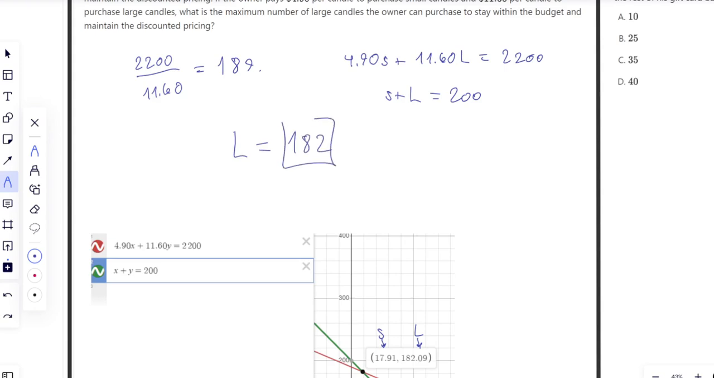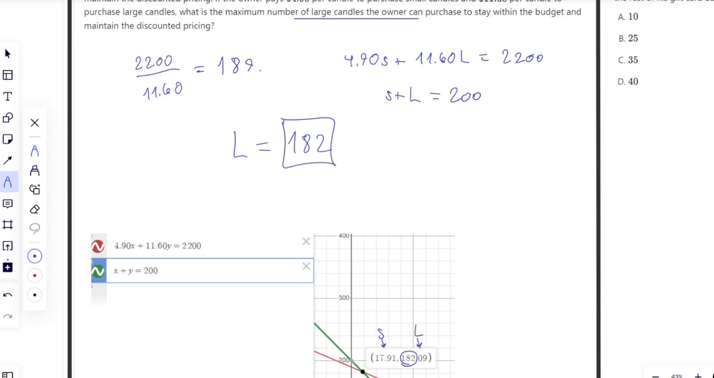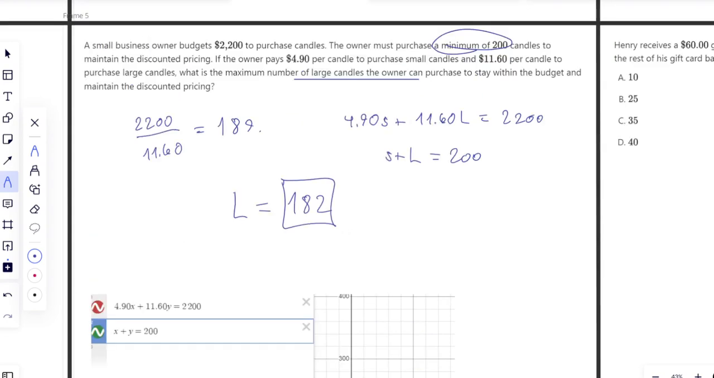And that should work, right? If we bought just under 182.09, we get to 182, which means we should be right at the budget or just under the budget while still maintaining the 200 candles. So number of large candles 182, that's the solution for this one. Number of small candles would just be 200 minus that, which gives us 18. And the total price, you can calculate this, and if you do, it should come out to about $2,199.40. So definitely 182 for this one.